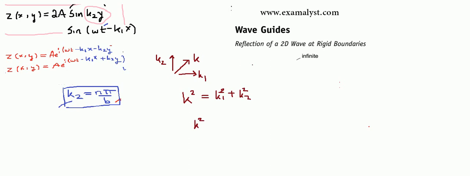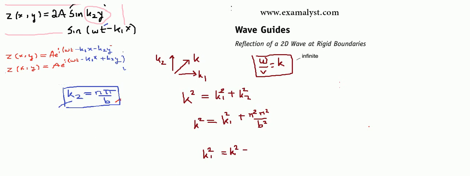So can you tell me what k will be? k will be omega by velocity, because omega by k will give me the velocity of the wave, so omega by velocity will give me k. So this will be k1 square, and what is my k2? k2 is n pi by b, so this will be n square pi square divided by b square. Agreed. So k1 square will be k square minus this part as it is.